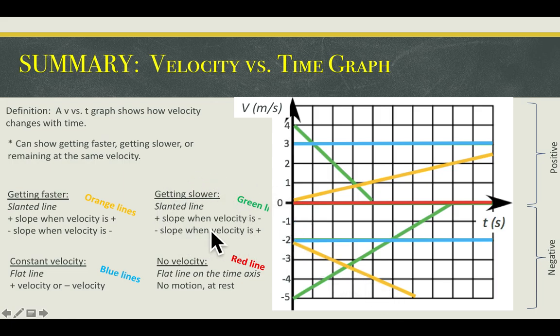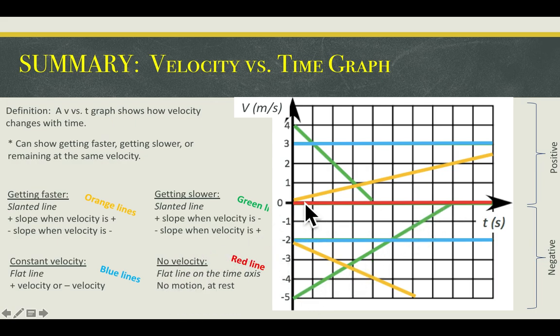Let's look at the green lines now. The green line shows something that's getting slower. So for this line right here, this is an example of something that starts at 4 meters per second and goes to 0 to stop. So this one's getting slower as it moves in the positive direction. The one down here is moving in the negative direction and gets slower as it comes to a stop.